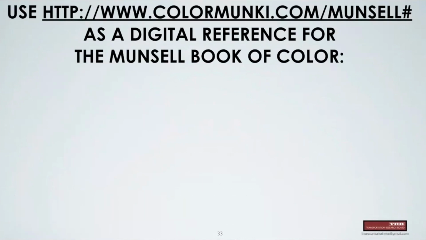And Munsell, 1920s, so he's not going to be into digital media, right? So he's going to be into color chips. If you deal with a Munsell group of people, they believe that you have color chips.